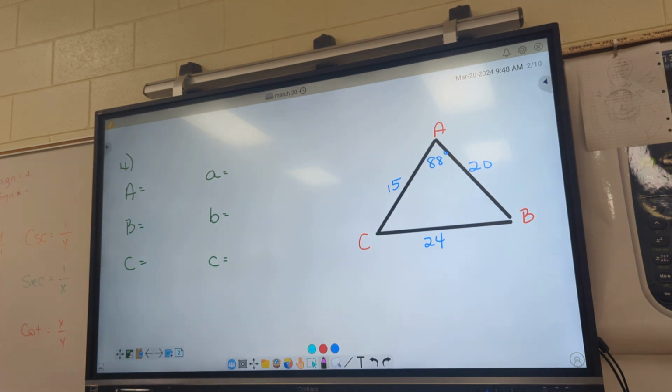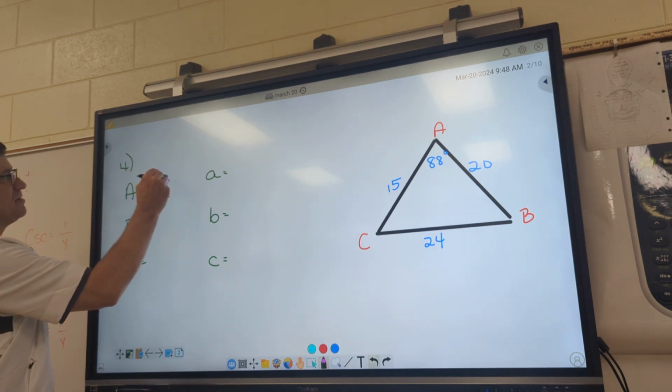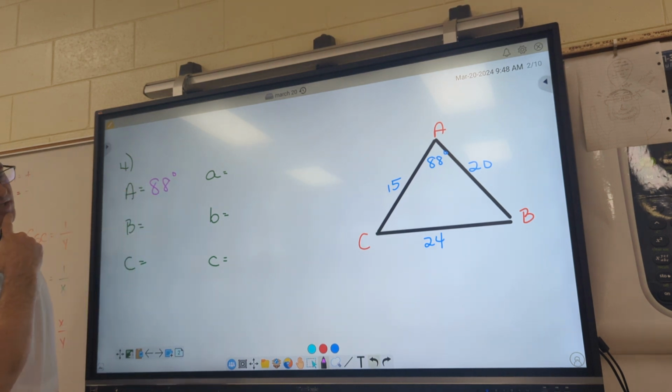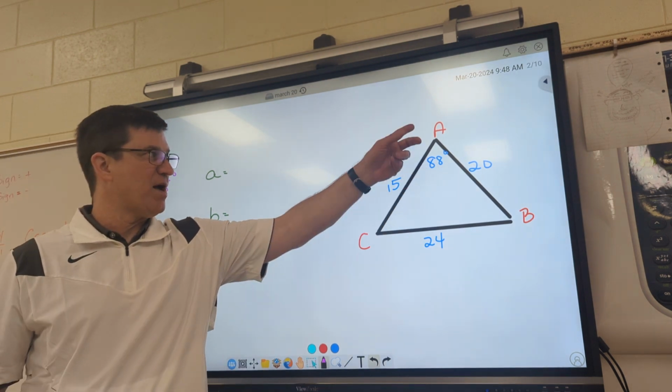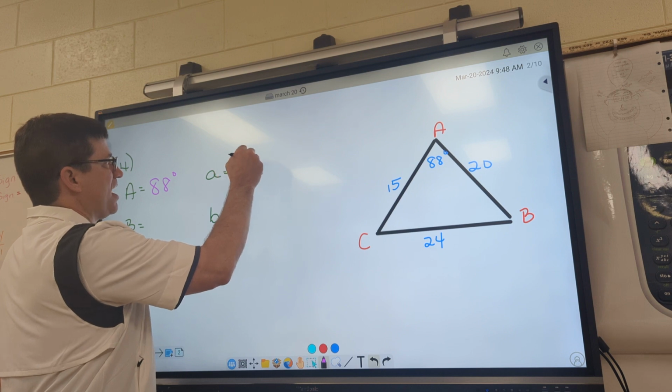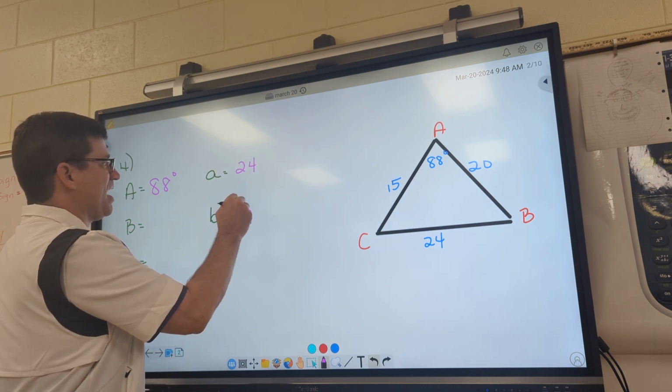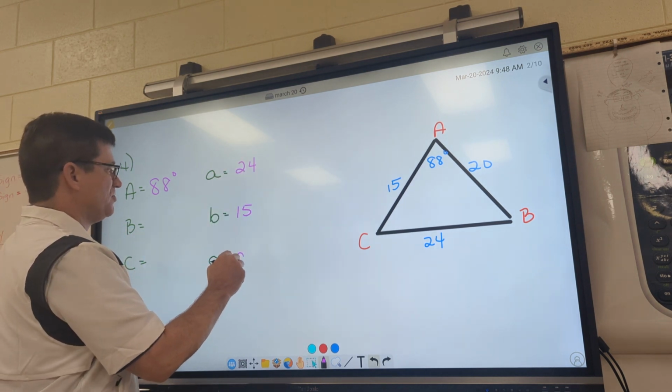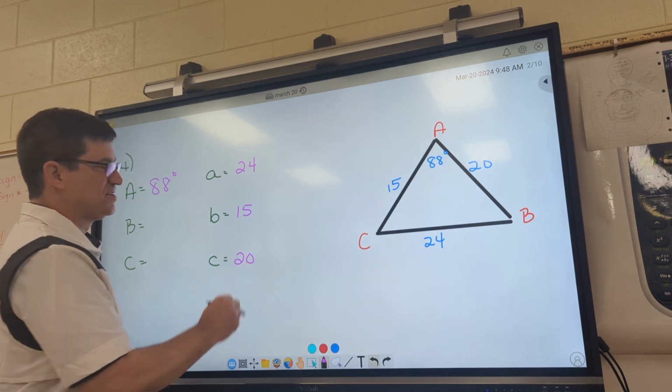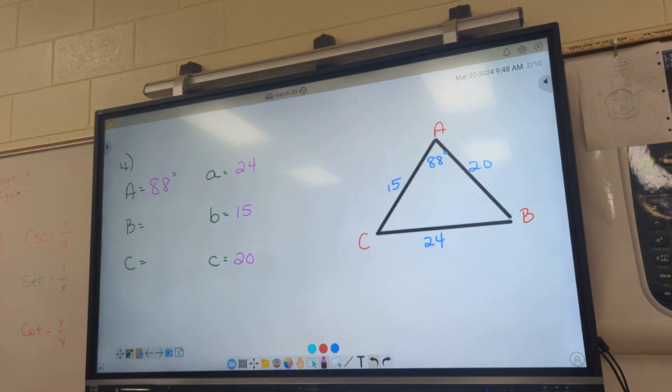All right, so angle A is 88 degrees. Where does 24 go? Right, it's across from angle A, so 24 goes on side A, 15 goes on side B, 20 goes on side C. Cody, we good on that? All right, so which letter do we have to start with? Well, the only one that got both answers on is A.